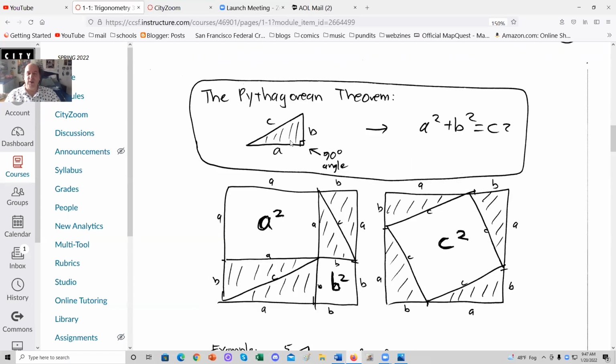Namely, if you have a triangle with a 90-degree angle at the corner between A and B, so it's called a right triangle, A, B, and C, then A squared plus B squared equals C squared. That's the Pythagorean theorem. And it goes the other way around. If A squared plus B squared equals C squared, then this triangle has a right angle here. Now, there are various proofs. Euclid gives a very rigorous proof.